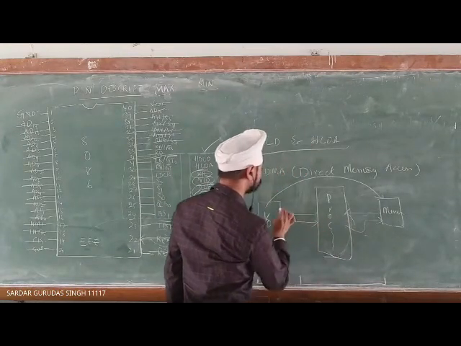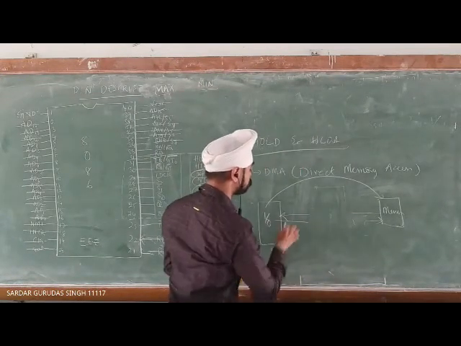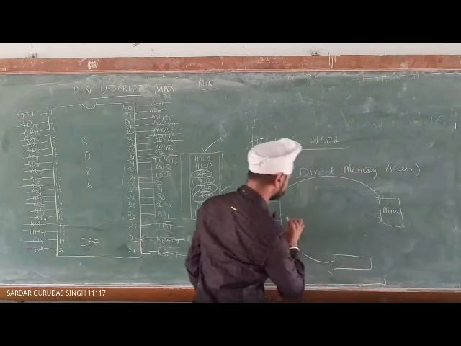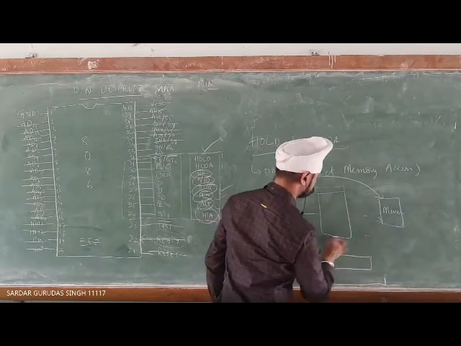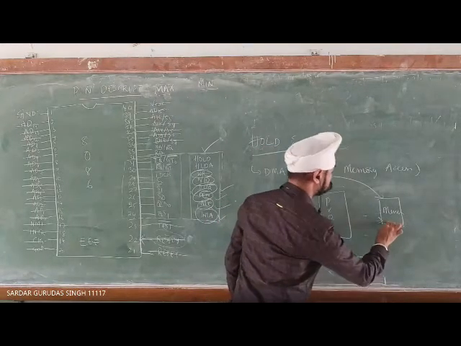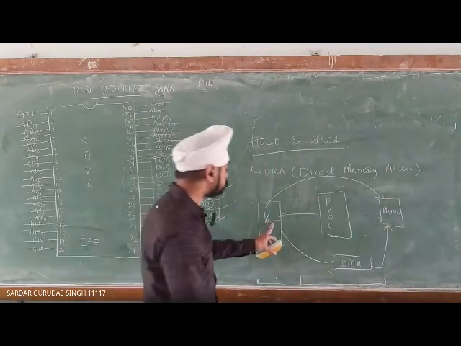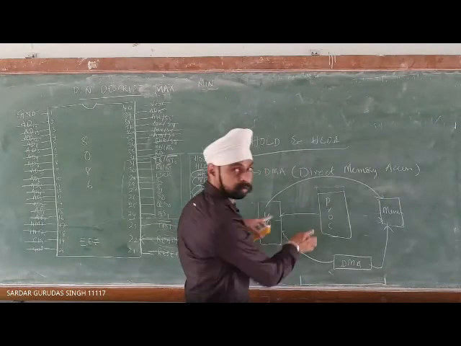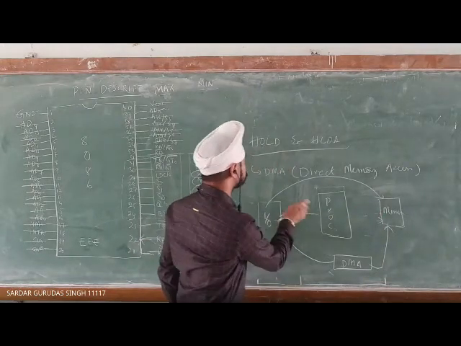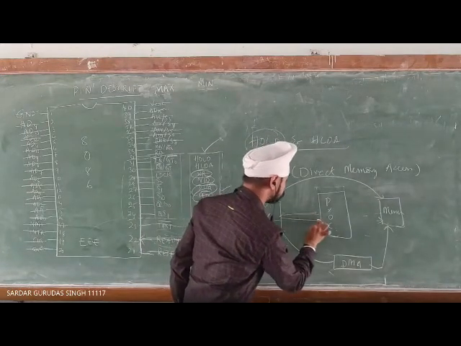So what if the processor directly connects them with the help of a DMA controller. Now what is done is the IO will send a request to the processor: I want memory access. This request is sent through a line, hold. The IO will send a request to the processor.